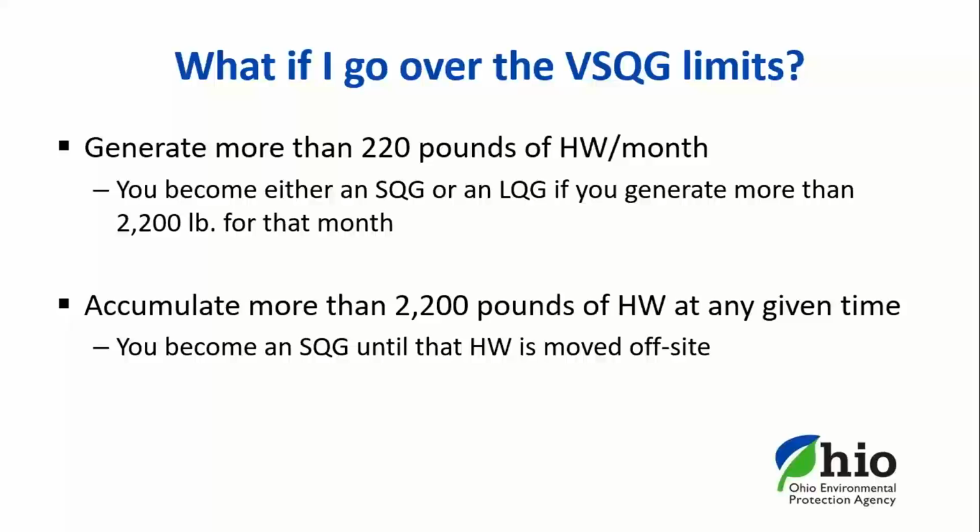Sometimes there's a spill or a clean out that may put you over your category limit. What happens in those situations? Well, your generator category is going to change for that month that it's generated. You're either going to be an SQG, or if it's more than 2,200 pounds, you'll be an LQG. And if you store more than 2,200 pounds of hazardous waste, you'll remain an SQG until that hazardous waste is shipped off site.